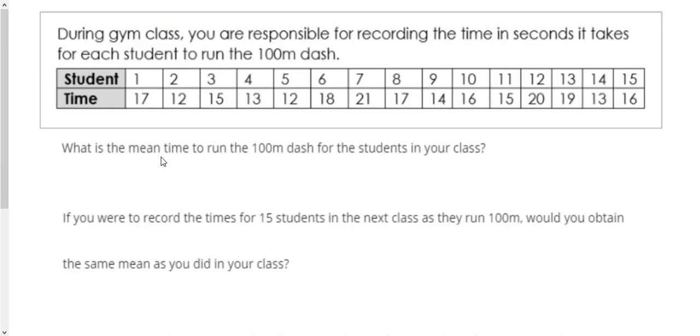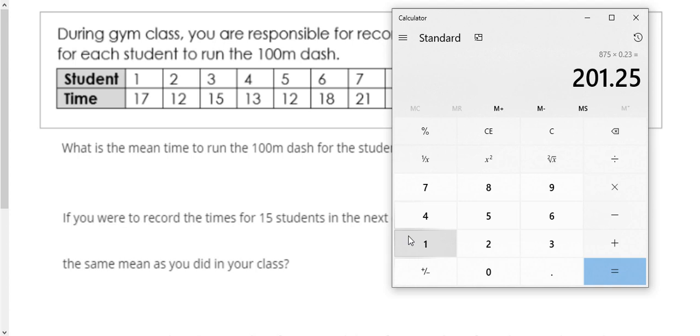The next question, or it might have been your first question, depends on what order you get these in. During gym class, you are responsible for recording the time in seconds it takes for each student to run the 100-meter dash. What is the mean time to run the 100-meter dash for the students in your class? Well, guys, anybody remember how to get means? We add the values up and divide by the number of values that we have. So we're just going to take and add these values up.